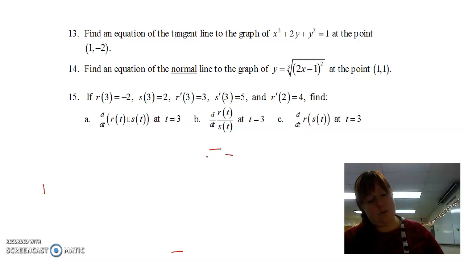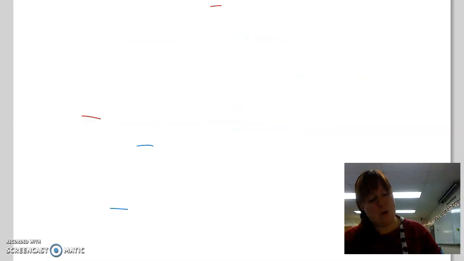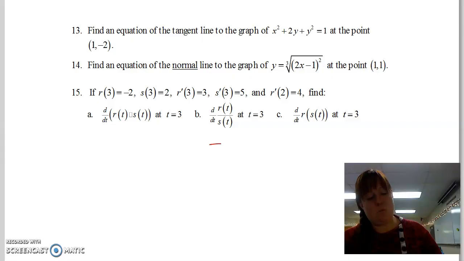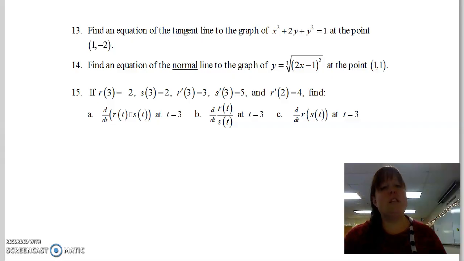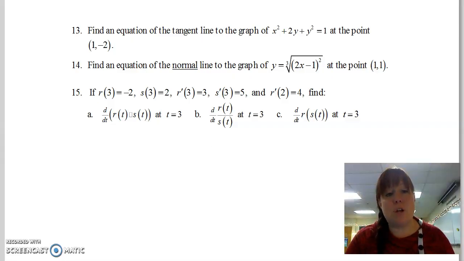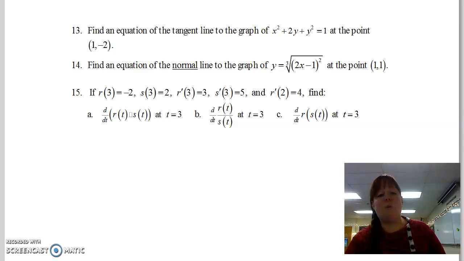All right, it gives us a bunch of information and then tells us to find stuff. This is one of those abstract type ones that are sometimes almost harder to do, because you're like, can you just give me an equation and I will derive that equation? But this doesn't have an equation. It just says there's one function of t, we multiply it by a different function of t, and we want to find the derivative.